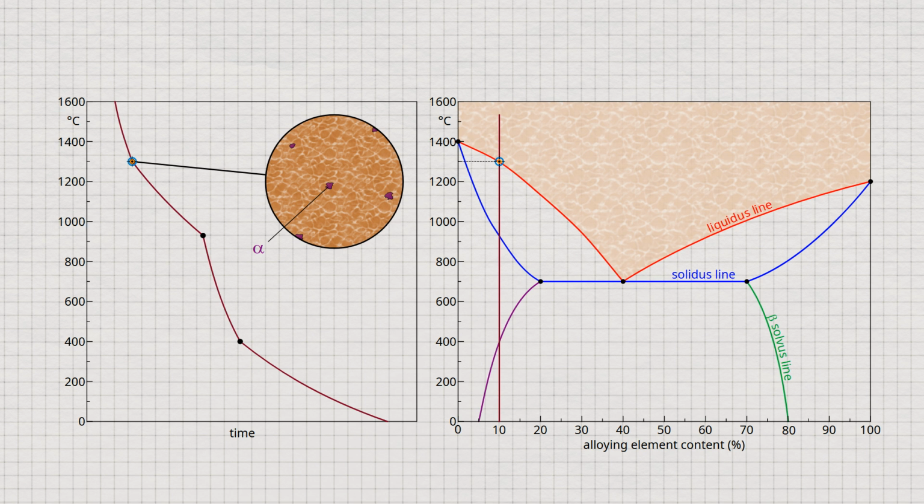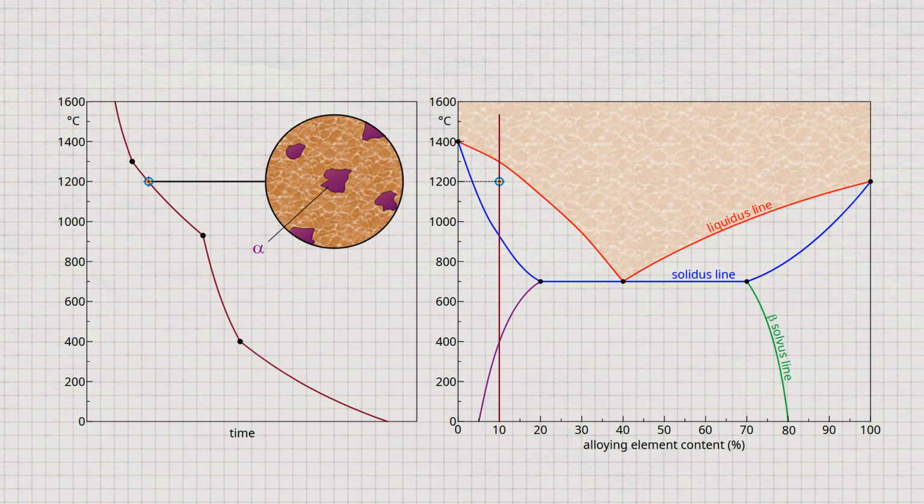Similar to mixed crystal alloys, single crystals of the base material form primarily to the left of the eutectic point. The alloying component is now dissolved in this lattice, as it can initially be completely dissolved in it. As the temperature drops, these alpha solid solutions continue to grow.